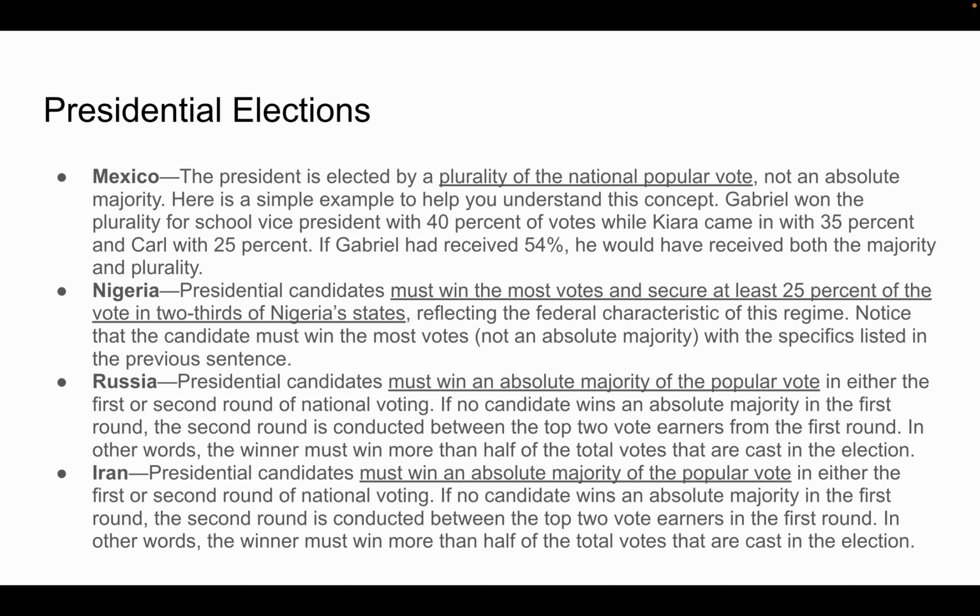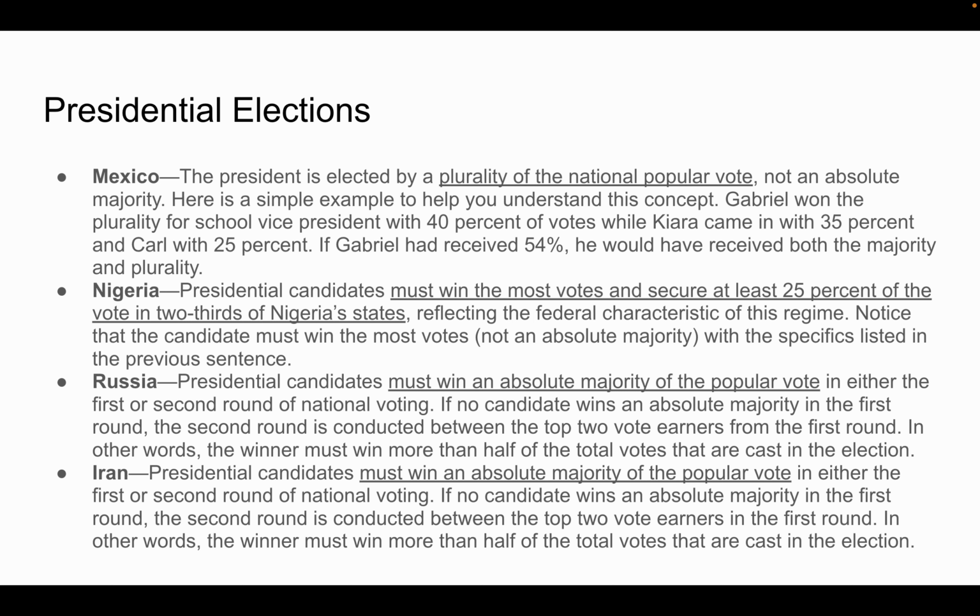And then in Iran, presidential candidates must win an absolute majority of the popular vote in either the first or second round of national voting. If no candidate wins an absolute majority in the first round, the second round is conducted between the top two vote earners in the first round. So we're talking about runoff elections. So again, the winner must win more than half of the total votes, a majority.